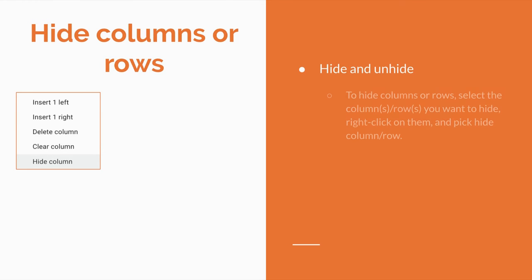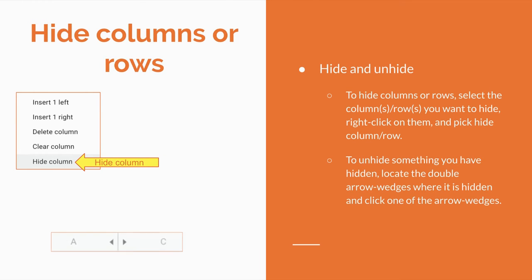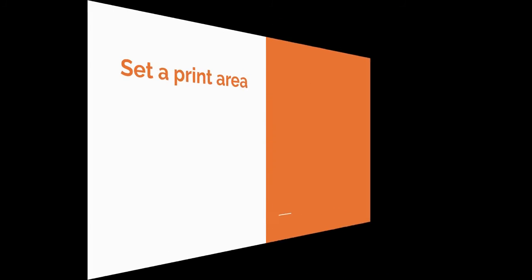There are times when you have data you can't get rid of, but you need it hidden. It's just unnecessary to be viewed. You can select the columns you want to hide first, and then pick Hide Column. This also will work with rows as well. To undo that, you click the arrow between the hidden area.